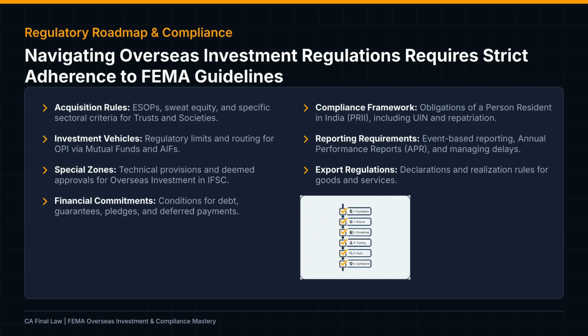It covers employee stock options, investments through mutual funds and AIFs, overseas investments in IFSCs, guarantees, pledges, debt commitments, annual reporting, and even export realization requirements. A useful way to understand this chapter is to think of it as a complete life cycle. First comes acquisition, then funding, then compliance, followed by reporting, and finally, realization or repatriation. Once you see the chapter through this sequence, the provisions become much easier to remember.